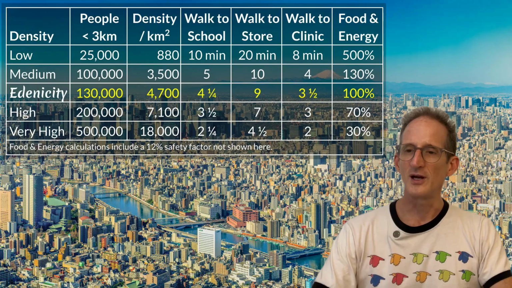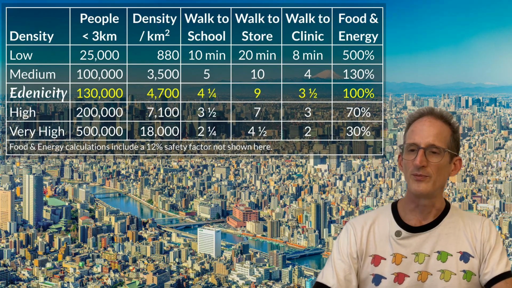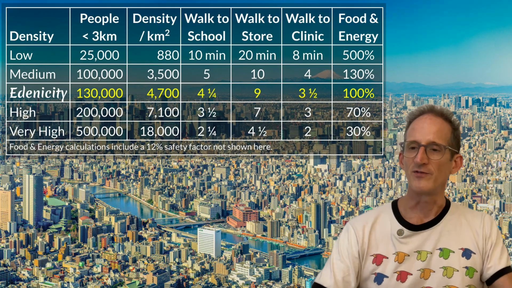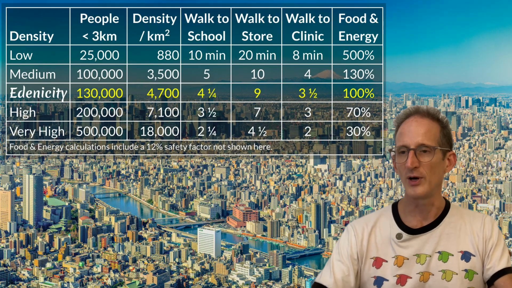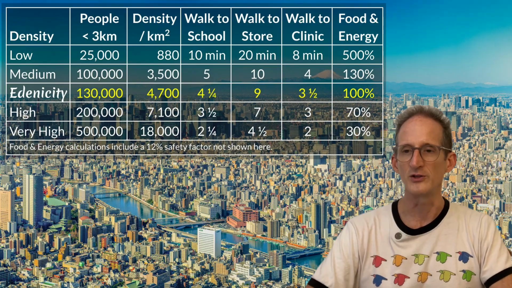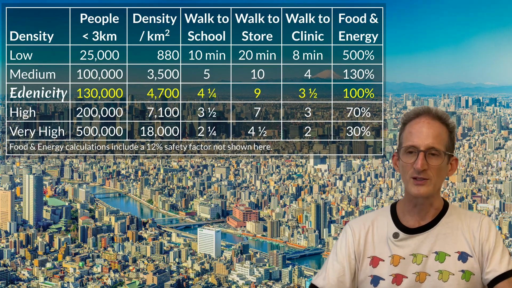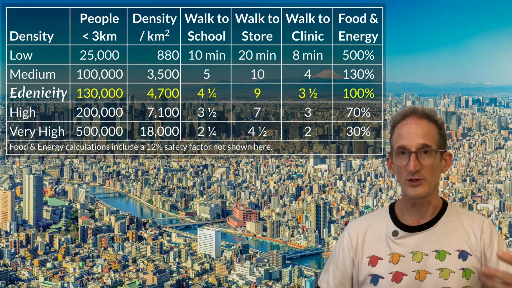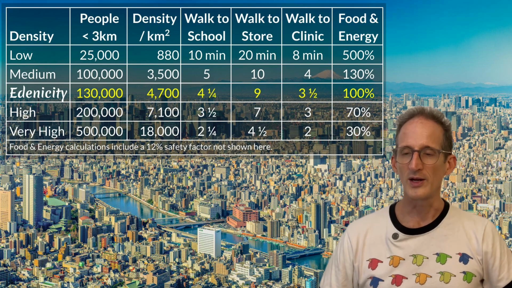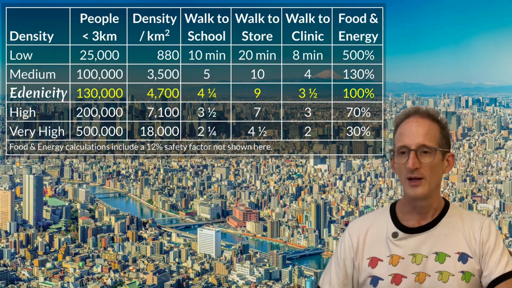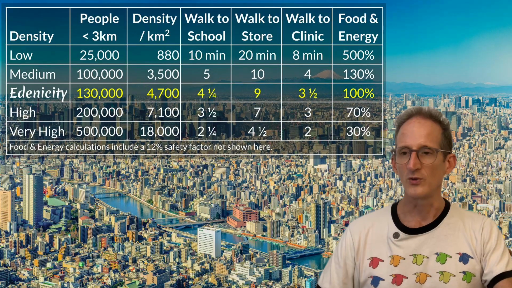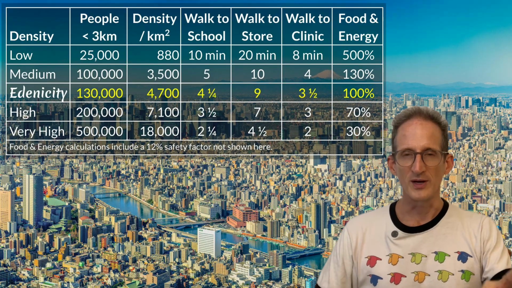All right, medium density, 100,000 people, 3,500 people per square kilometer. That's a 5-minute walk to school, a 10-minute walk to the store, a 4-minute walk to a clinic, and you're able to produce about 130% of your food and energy. Edenicity has about 130,000 people within that 3-kilometer circle, and of course that also includes the farm belts and growing areas. That works out to a density of 4,700. Again, you can compare that to a Wikipedia entry for your city. That's about a 4-minute walk to school, 9 minutes to the store, 3.5 minutes to the nearest clinic, and you're able to produce, by definition, 100% of your food and energy on site.